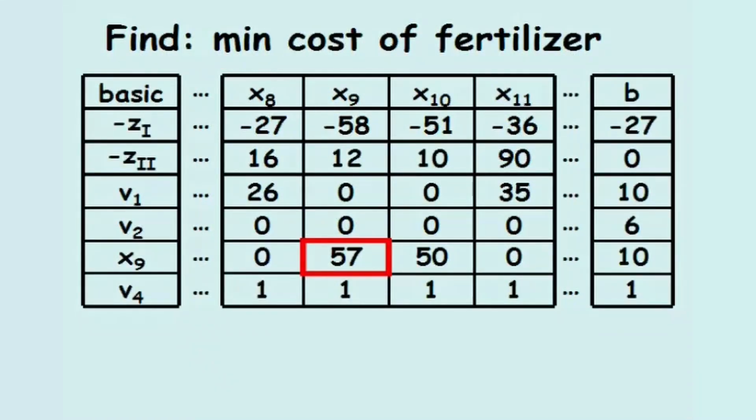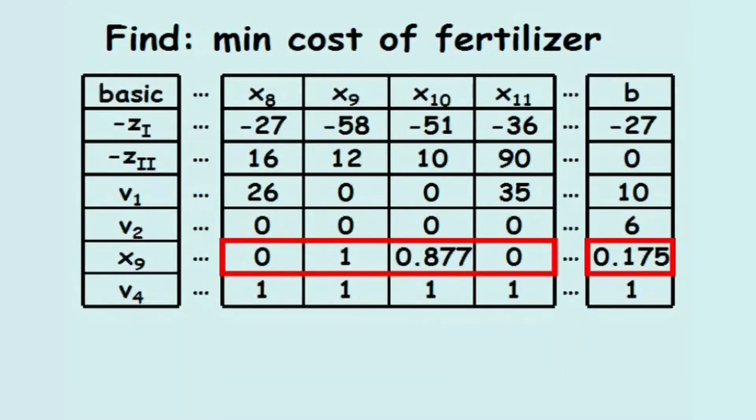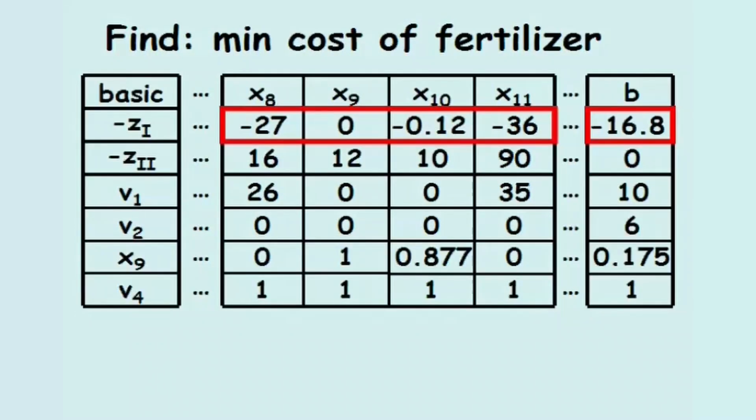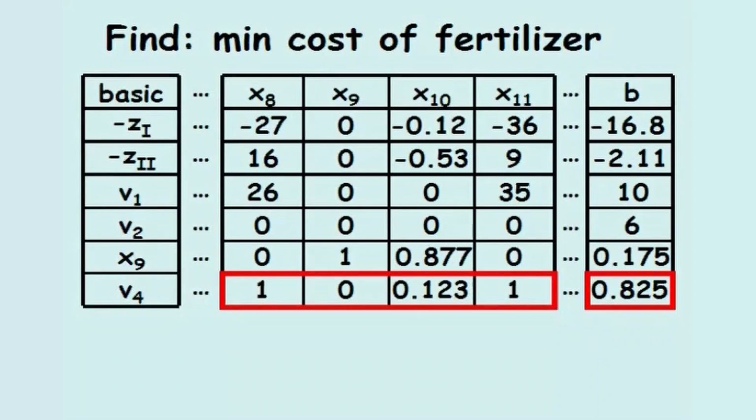Pivoting about variable x9 involves dividing row x9 by 57, then adding 58 times row x9 to row Z1, subtracting 12 times row x9 from row Z2, and subtracting 1 times row x9 from row v4. Now the tableau is in canonical form, since column x9 is now part of the identity matrix. Now we can begin a second iteration of the simplex algorithm.